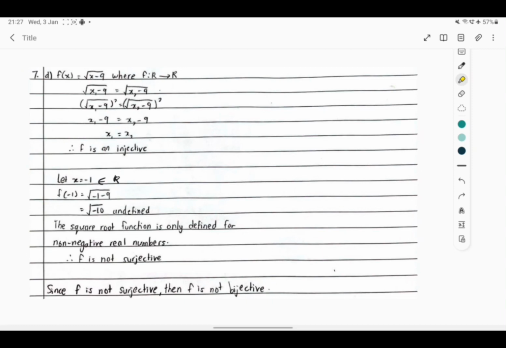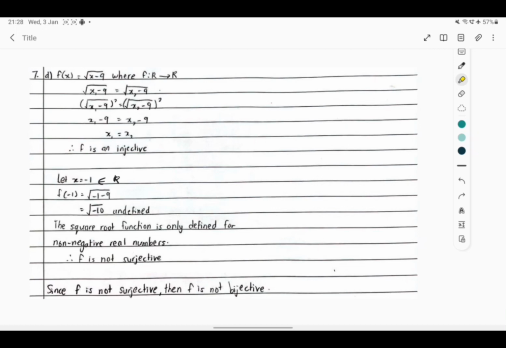For question 7, we need to determine whether the following functions are bijective or not. For 7d, the question is f(x) equals square root of x minus 9, where f is a function from the real numbers to the real numbers. Then we let square root of x1 minus 9 equal square root of x2 minus 9. And then we square both sides to remove the square root, and then we get x1 minus 9 equals x2 minus 9. Then we remove 9 and we get x1 equals x2. So the function is injective.